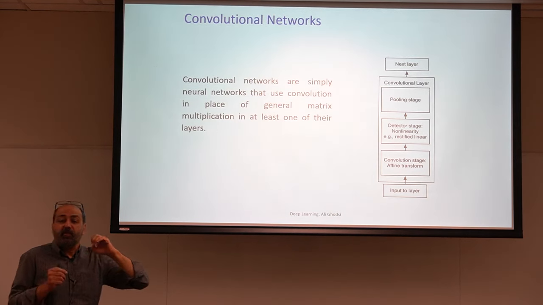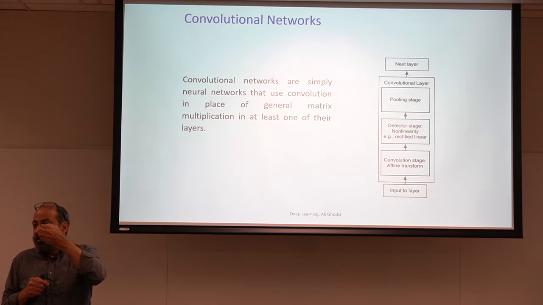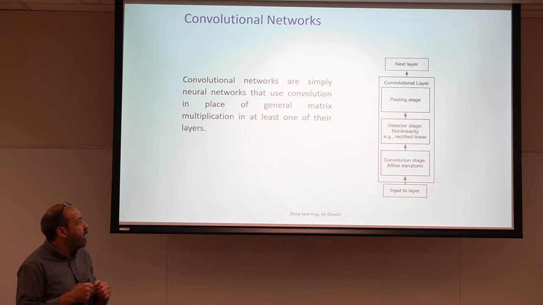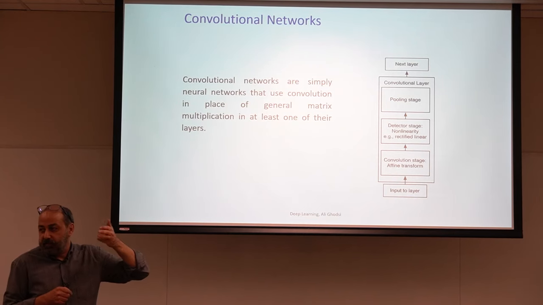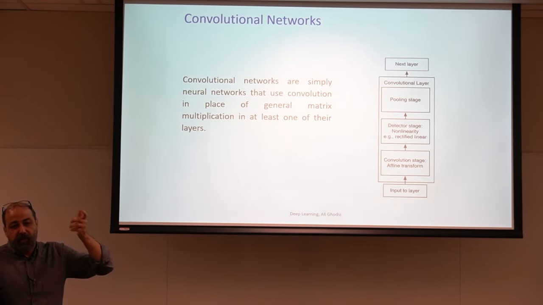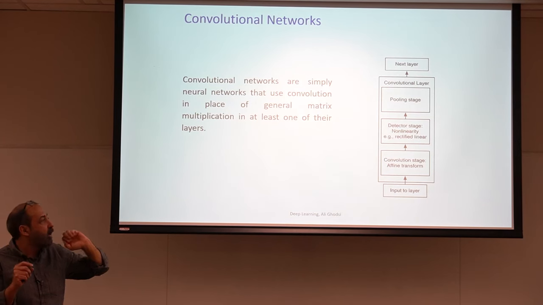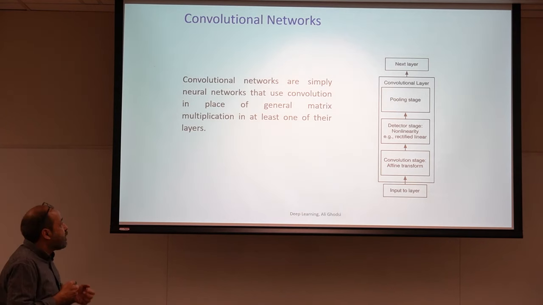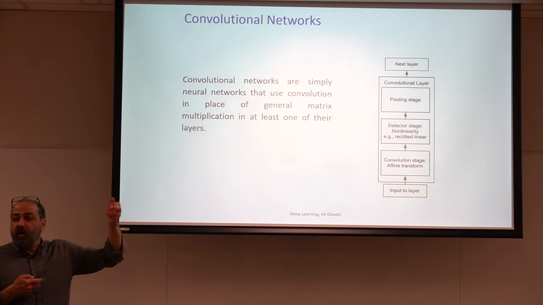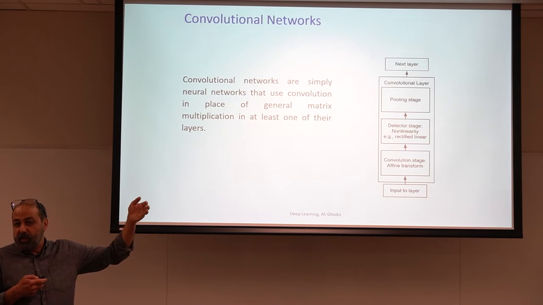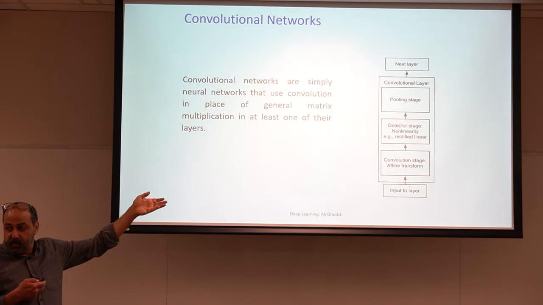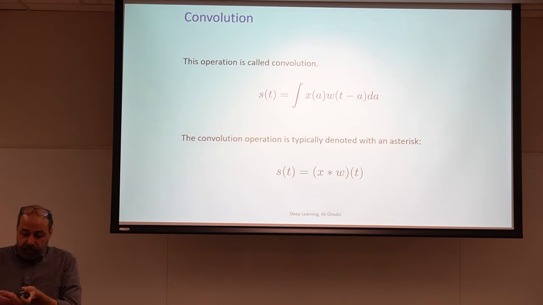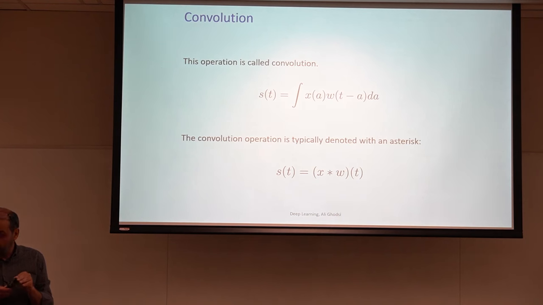So instead of matrix multiplication, we do convolution here. And then we'll see that the detector stage is basically applying an activation function, so it is the same. And pooling is something new, which we'll learn about in this lecture. So any network that has at least one convolutional layer, and a convolutional layer is a layer that consists of these three stages, is called a convolutional neural network. So instead of matrix multiplication, we do convolution.